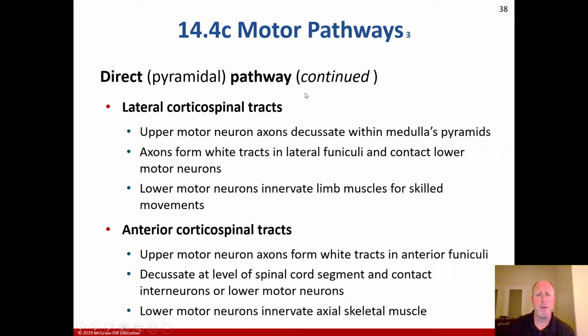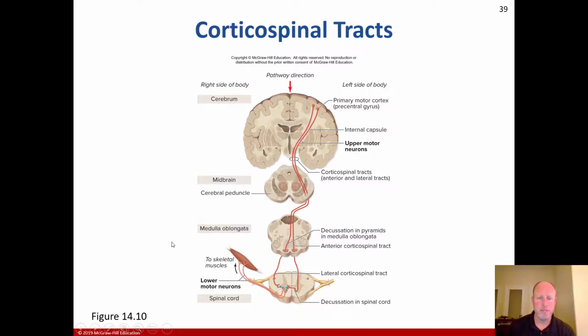The direct pyramidal pathway also includes the lateral corticospinal tracts, with the upper motor neuron axons decussating within the medulla's pyramids. The axons form white tracts in the lateral funiculi and contact lower motor neurons. The lower motor neurons then innervate the limb muscles for skilled movements. And the anterior corticospinal tracts have upper motor neuron axons that form white tracts in the anterior funiculi. They decussate at the level of the spinal cord segment and contact interneurons or lower motor neurons, and the lower motor neurons innervate the axial skeletal muscle.